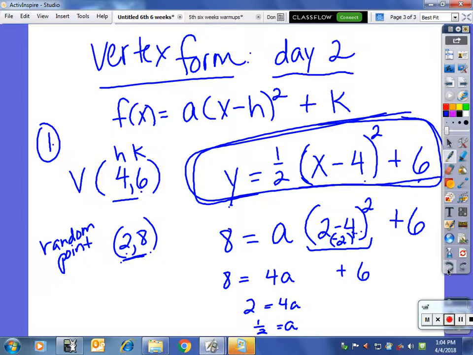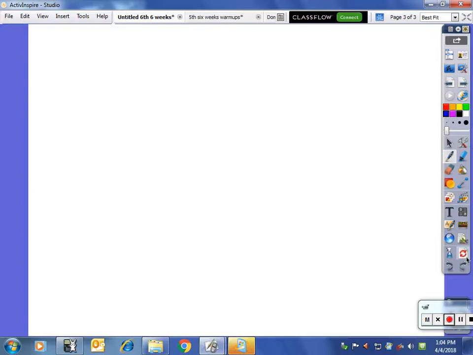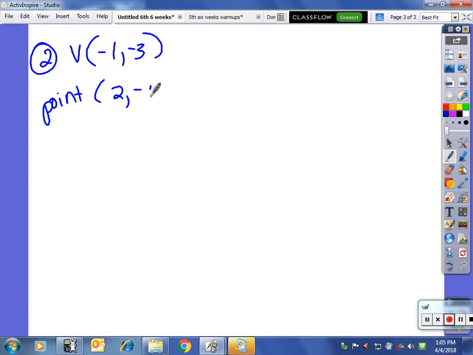All right, number 2. The vertex of the parabola that I am thinking of is -1, -3, and just a random point on this parabola is 2, -12. Okay, do we need to do this one together? No.